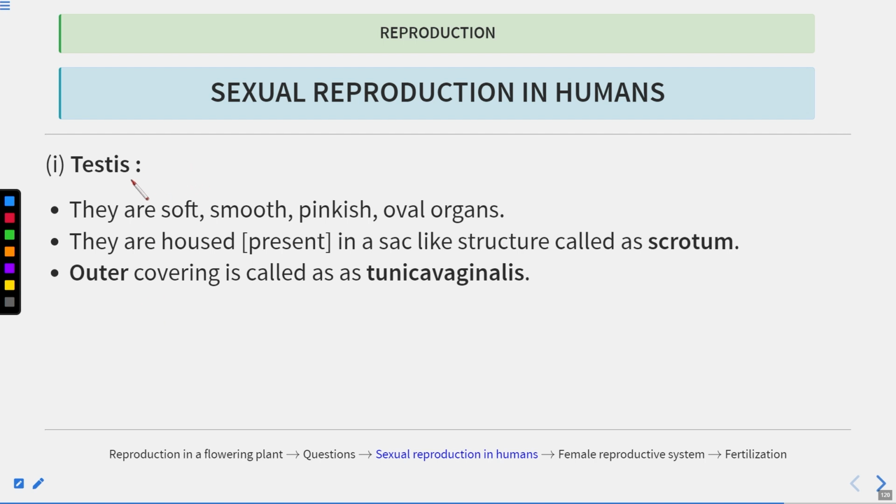Now let's talk about the testes first. Testes are soft, smooth, pinkish and oval organs, and they are present in a sac-like structure known as the scrotum.